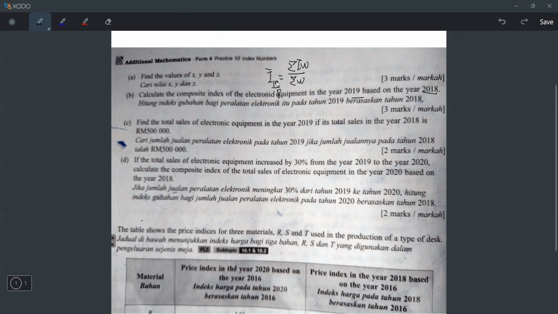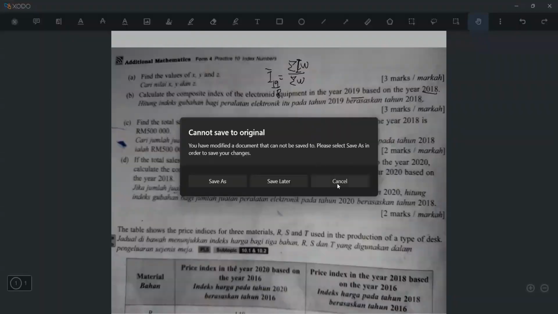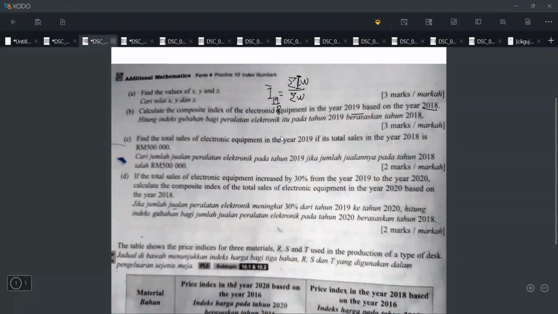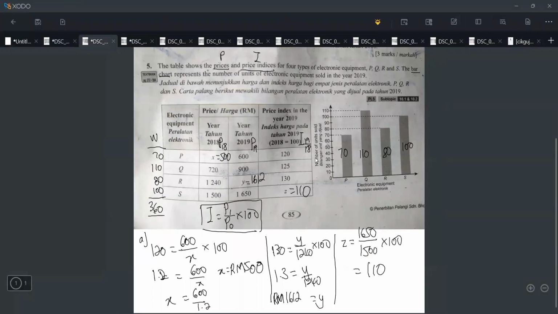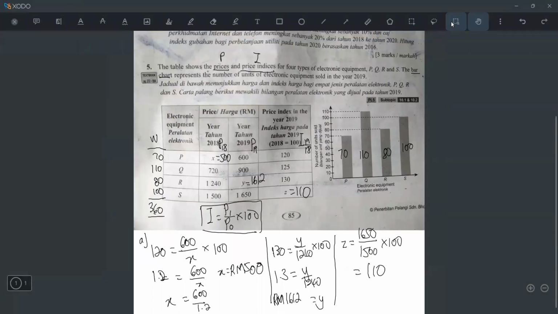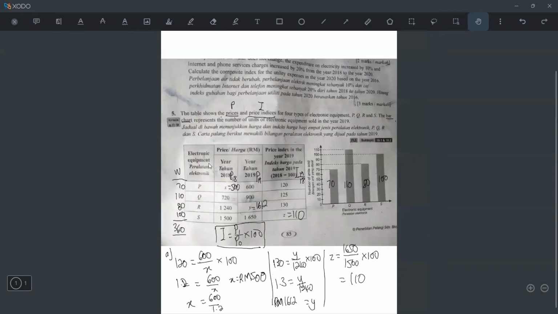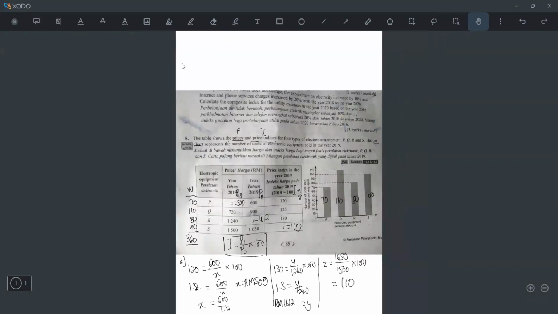Remember, if I want to find the composite index for 19 over 18, the I I use also has to be 19 over 18. The year has to match. So let's go back to the table and see whether it's 19 over 18. Can you see it's 19 over 18? So I will find the composite index. I don't have space, so I have to make it smaller and write above. Right, like this, B.